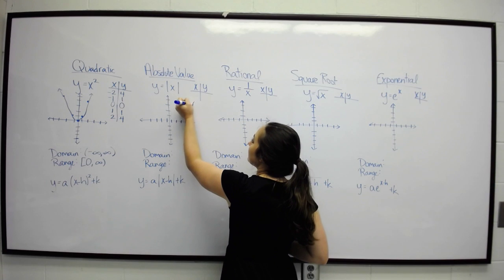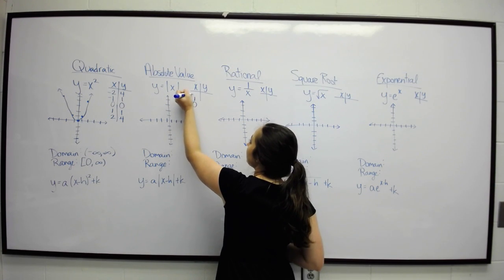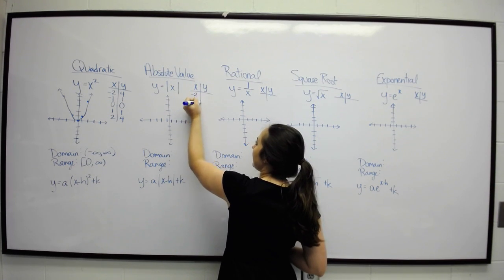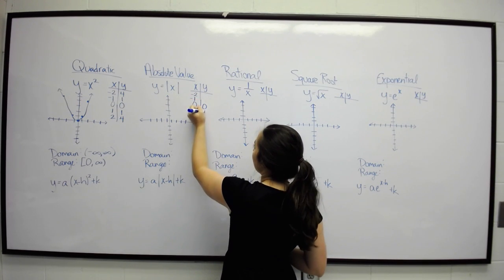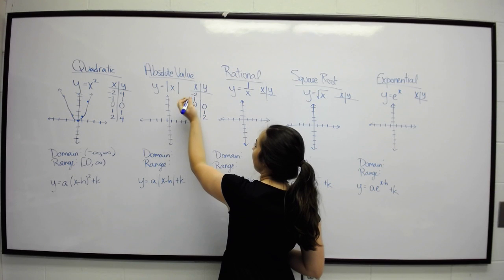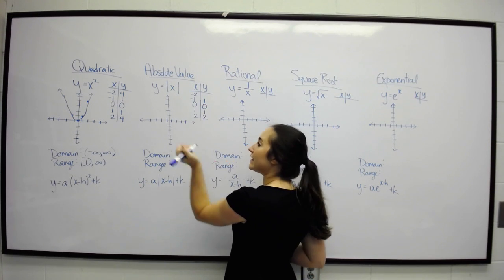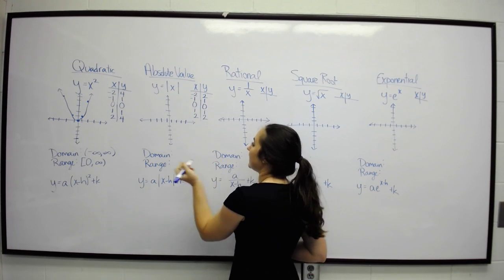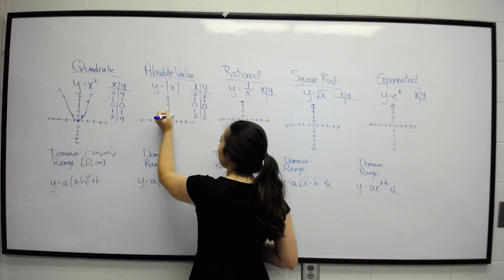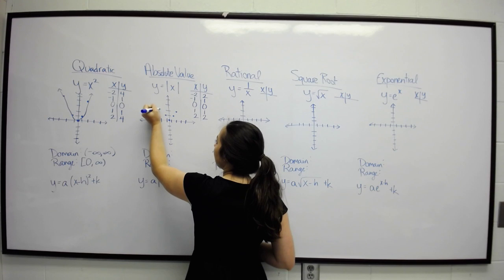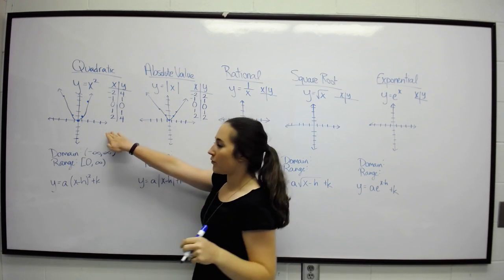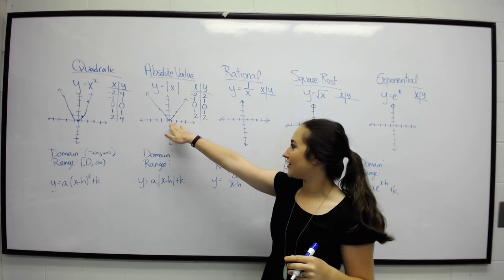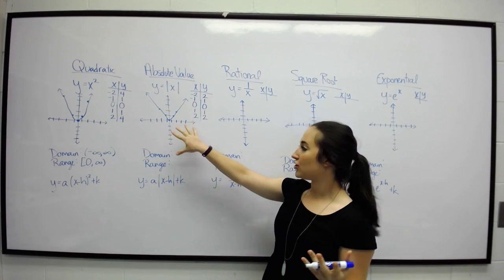I'm going to use the points 0, -1, -2, +1, and +2. If I plug in 0, I get 0. 1, I get 1. 2, I get 2. -1, I get +1, and -2, I get +2. So I have the points 0, 1, -1, 2, and -2. And you notice the shape is similar to the quadratic, but this one is more exaggerated. It's actually more of a V shape.